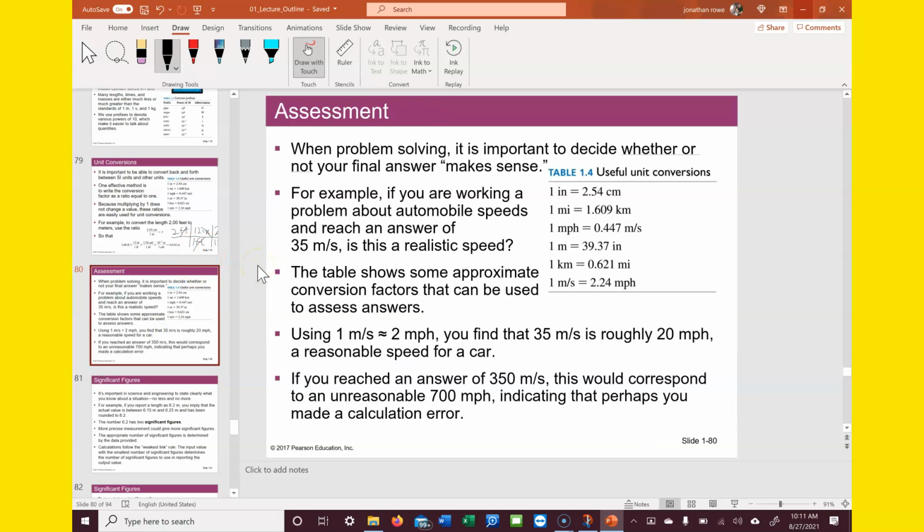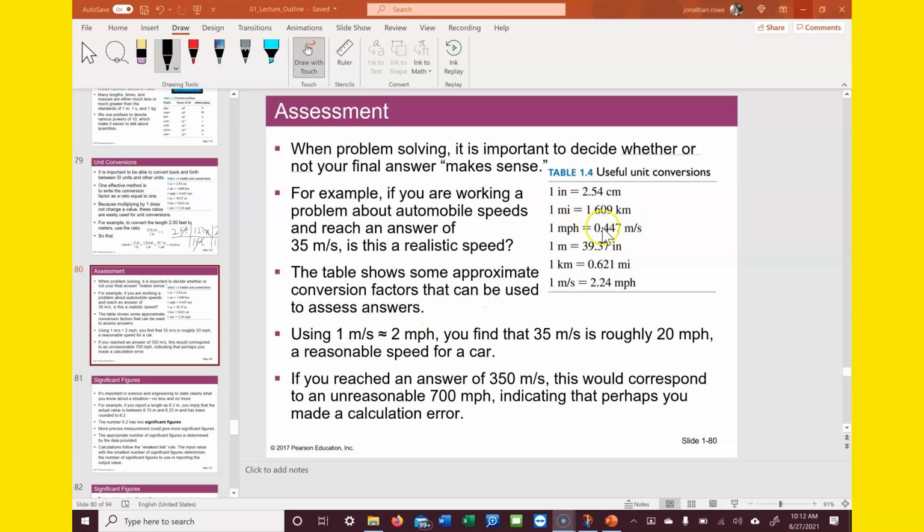All right, when problem solving, it is important to decide whether or not your final answer makes sense. For example, if you're working a problem about automobile speeds and reach an answer of 35 meters per second, is this a realistic speed? All right, so the table shows some approximate conversion factors that can be used to assess answers, using 1 meter per second equaling about 2 miles per hour.